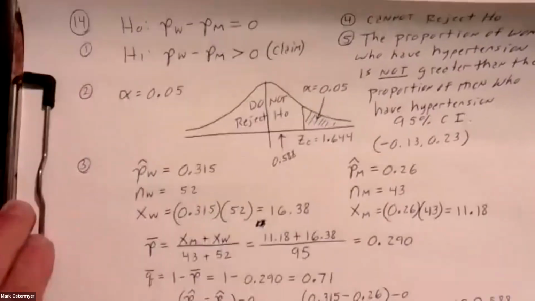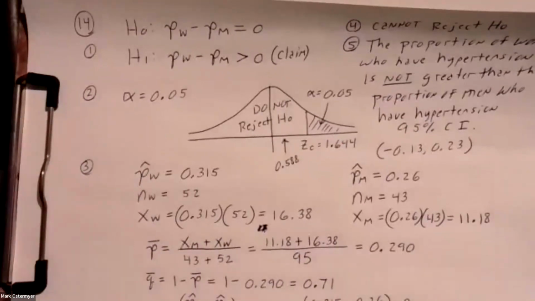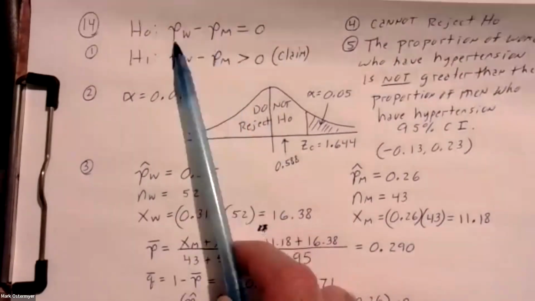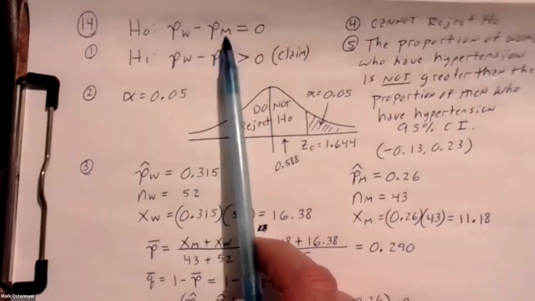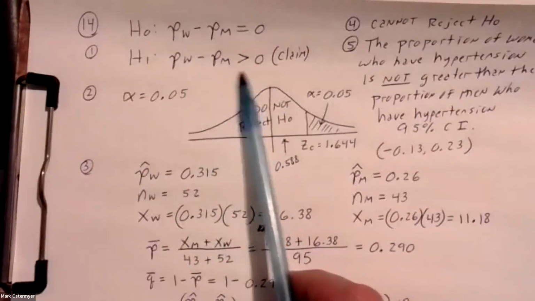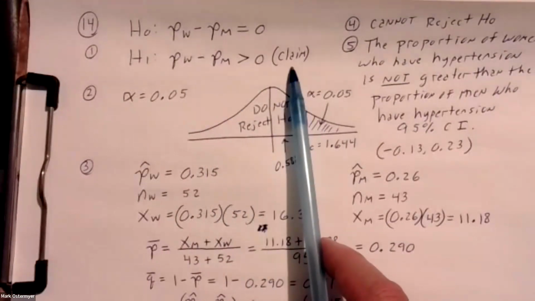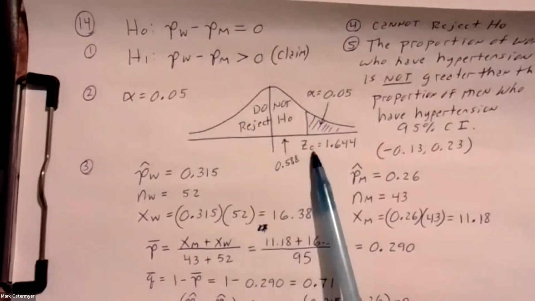All right, for number 14, we're investigating whether the proportion of women who have hypertension is greater than the proportion of men who have hypertension. And so I called my first population women, second population men. So I have this order of subtraction. Therefore, it's going to be an upper tail test based on this order of subtraction I chose. That'll be the claim, testing at 5%.